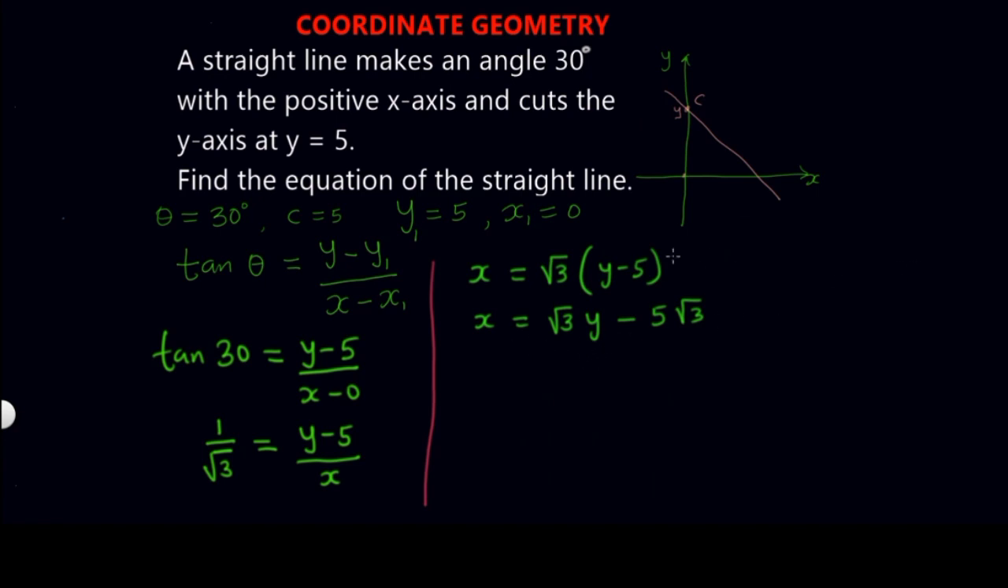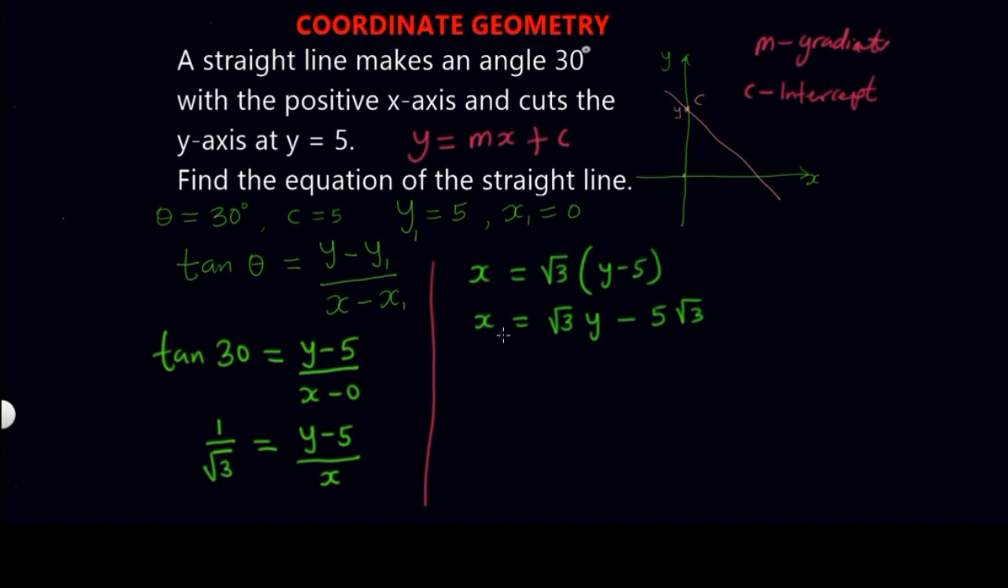Recall that the general form of equation of line is of the form y is equals to mx plus c, where the m here represents the gradient, and the c represents the intercept on y-axis. So let's leave our equation of straight line in this form.